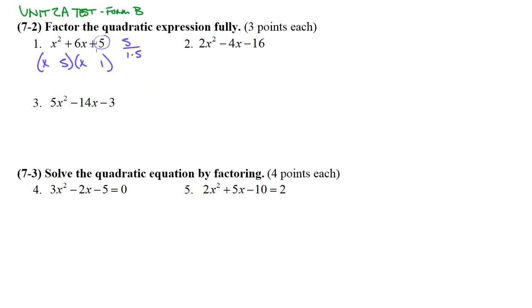We put x and x here. These two have to add up to positive 6, so that means the signs have to be positive 5, positive 1, and this is it for factoring. Okay, that's all we have to do for this whole first section, just factor it out.